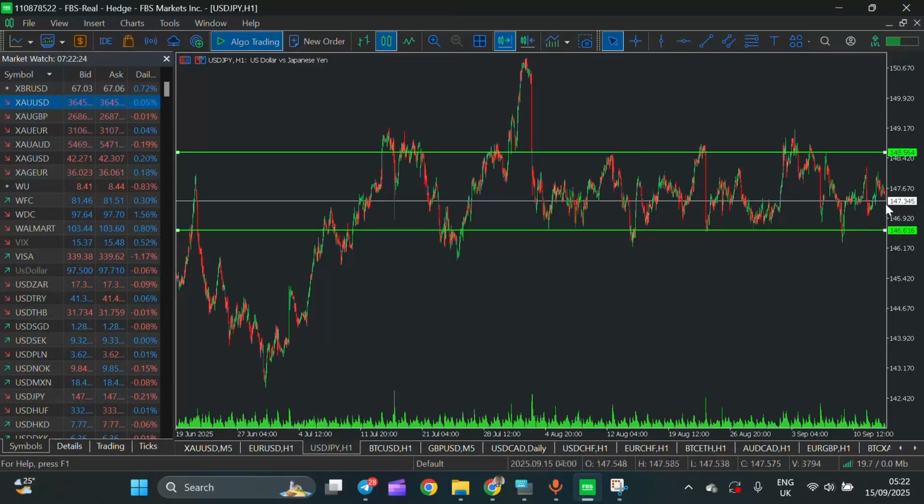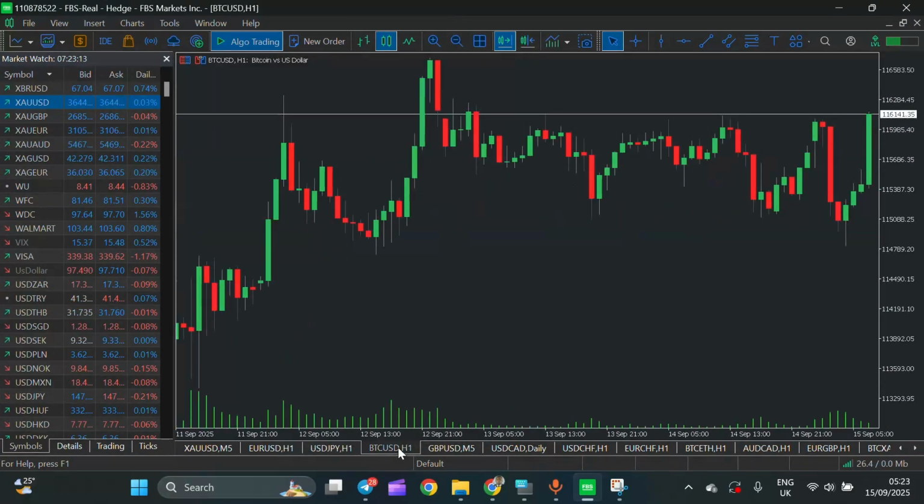But definitely, from what we're seeing, it will get to this swing high, and then you have to just wait for what will happen. If it gets to the swing high, then you can go short, and if it gets to the swing low, you can go long. So that is what is obtainable in the USD JPY. All right, so the next one we're going to is the BTCUSD.